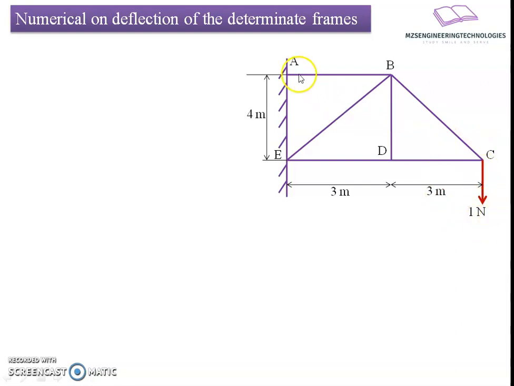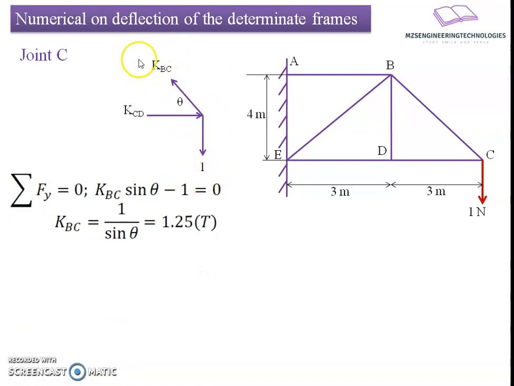Now I will do the K analysis for this, meaning coefficient analysis, the distribution of this 1 Newton force among the members. We'll begin with joint C first. If we prepare the free body diagram, it shows there are 3 forces: the coefficient of member force BC, the coefficient of member force DC, and the one unit load which we have applied, acting downward. From the static equilibrium equation, summation of Fy equals 0 yields KBC sine theta minus 1 equals 0. The KBC sine component balances the applied unit load, resulting in KBC equals 1 by sine theta, which comes to 1.25 Newton, tensile in nature.